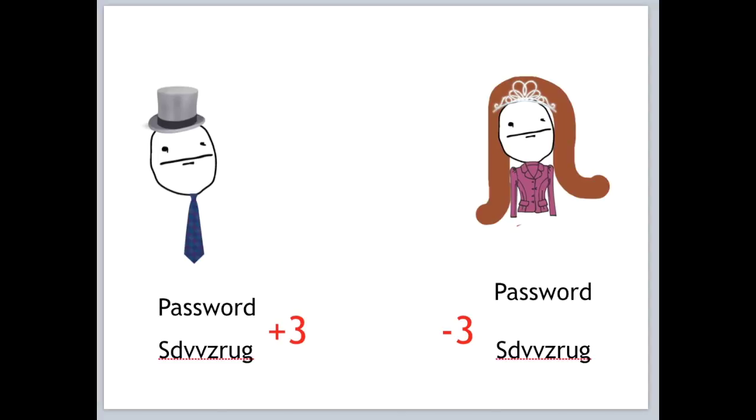So password becomes SDVV. When Alice receives this message, she simply needs to reverse the map. So she shifts it back by the same number, which in this case was 3, and therefore is the key. The key to encrypt and decrypt the message is the same, which is what really defines symmetric encryption. It's using the same key to encrypt as you do to decrypt.